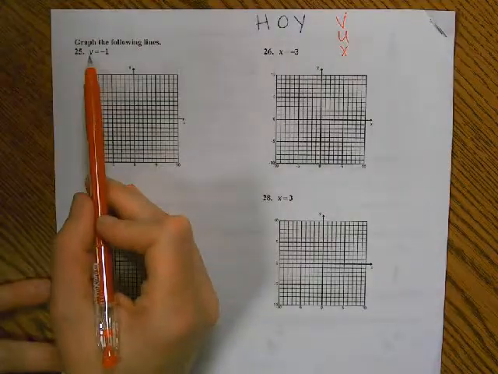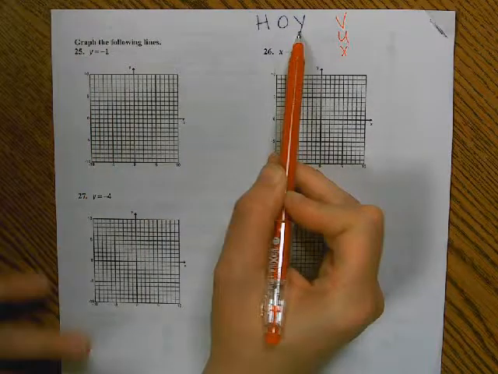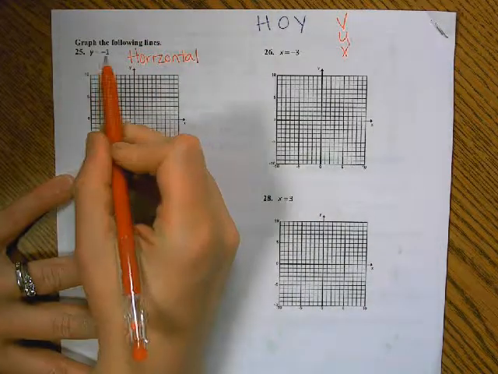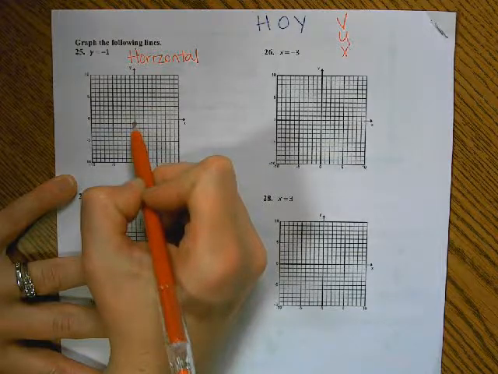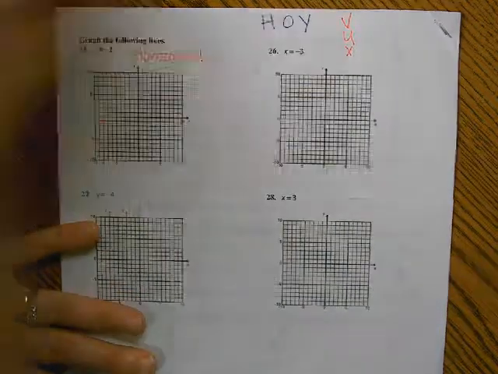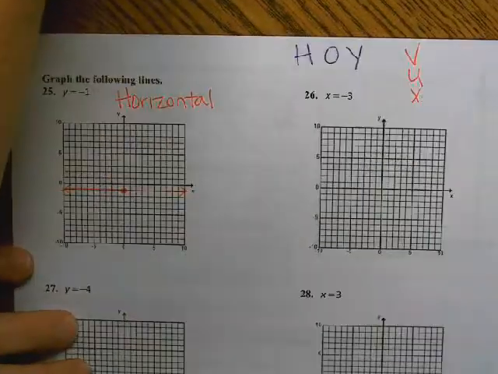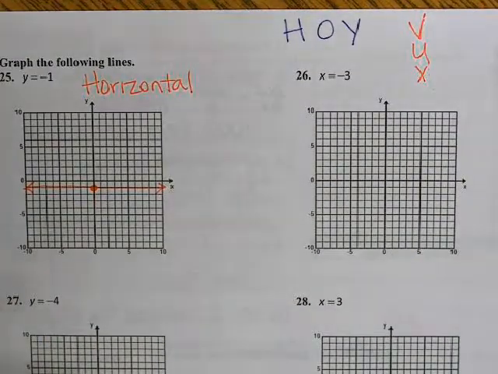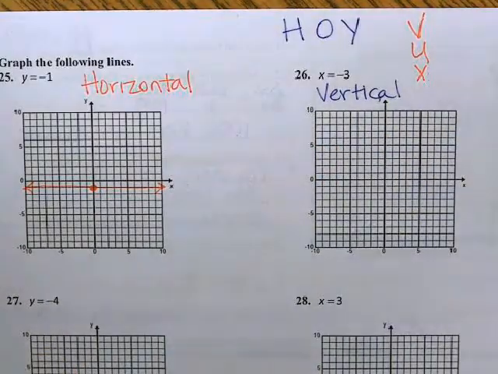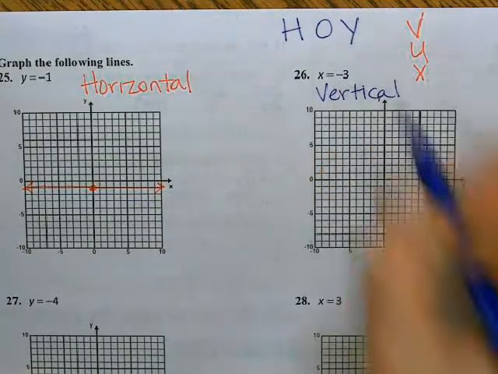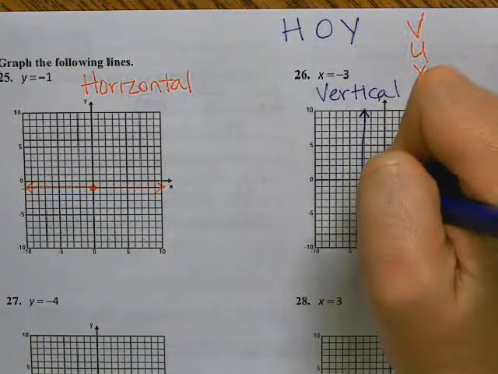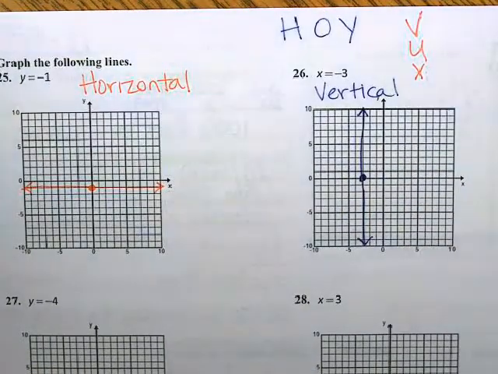So when you look at your equations, you're just going to go, okay, this is a y, that's in the word HOY, so we're going to say it's a horizontal line. And we're going to go to the y-axis and put a dot at -1, and then we're just going to draw our graph. Okay, just draw a horizontal line. Then we have x, that's VUX, so that's going to be vertical. And so we're going to go to the x-axis at -3, put a dot, and then you just draw a vertical line through that dot. Okay?